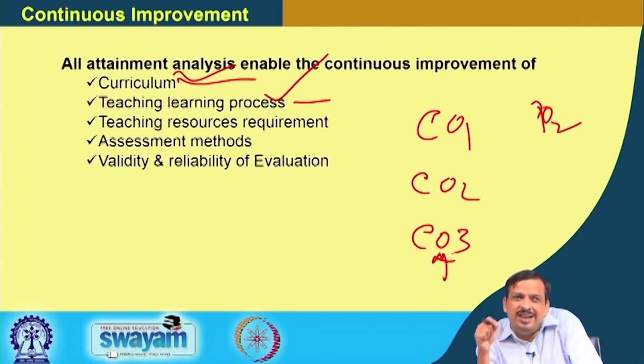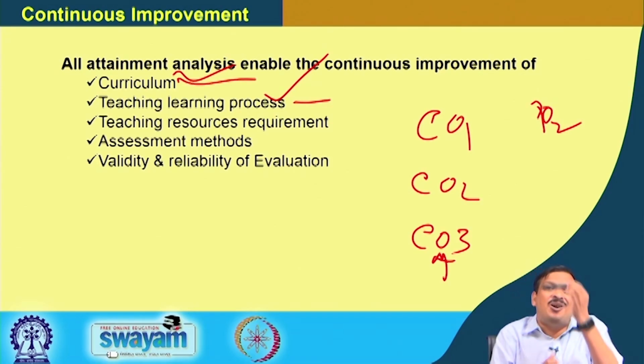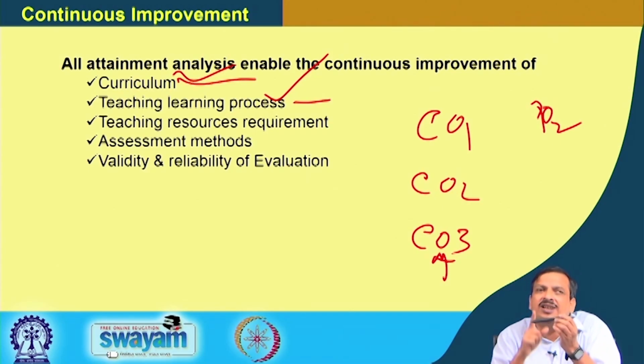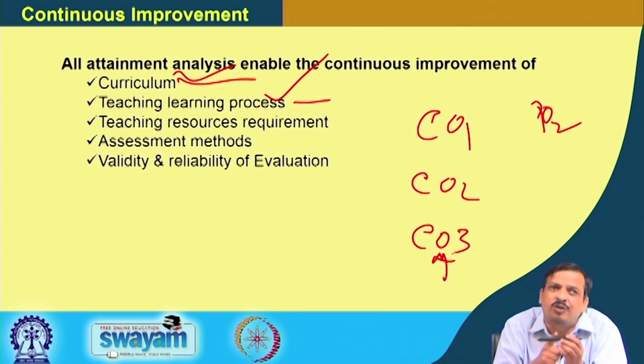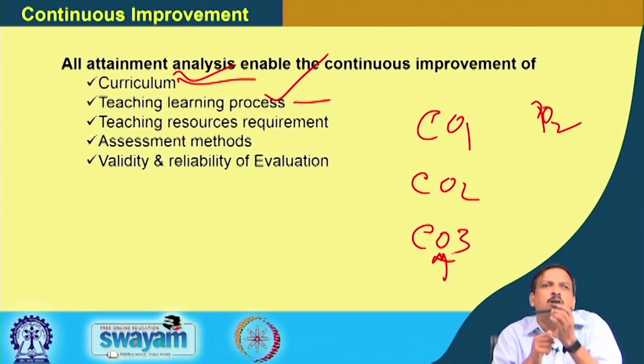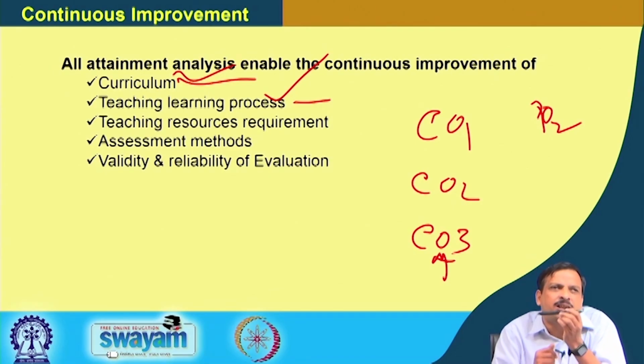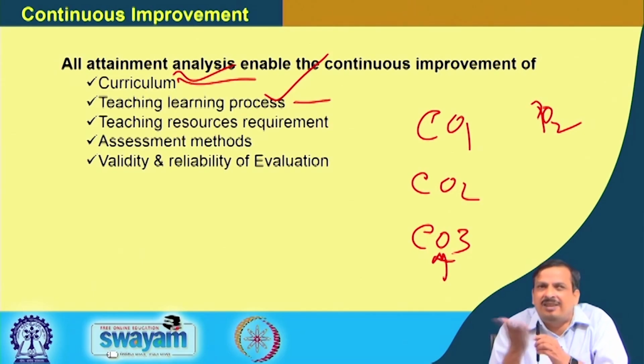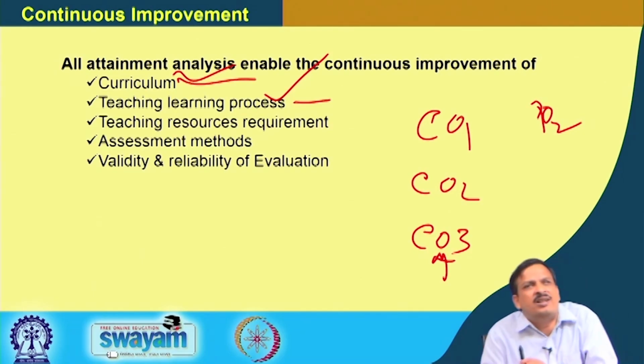So, when you write your SAR, there is a section on continuous improvement. What do you write in continuous improvement? That means, if a CO is not attained, you have analyzed why it is not attained and what kind of feedback measurement you want to take to attain that CO. If PO attainment is very low, you have to improve that PO attainment. So, you know which courses are responsible for this low PO attainment, find out those courses. It may be lack of resources, it may require a curriculum change, it may require a teaching learning process change.